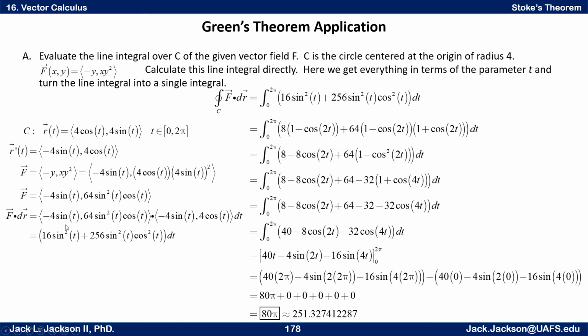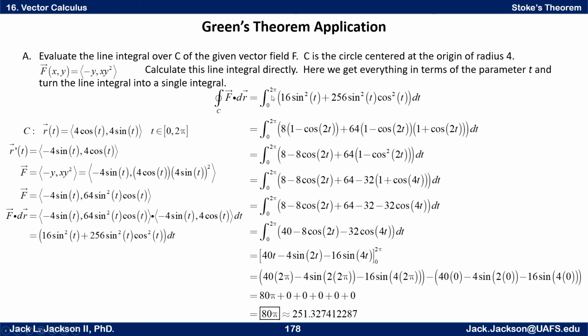So this is 16 sine squared t plus 256 sine squared of t cosine squared of t dt. And that's what we're going to integrate with respect to t from 0 to 2 pi, the interval for t values. And so we've turned this line integral into a single integral. All right, let's see what we can do with this.